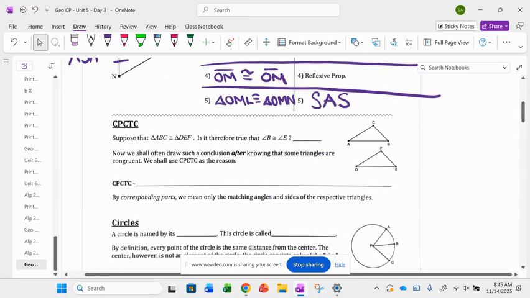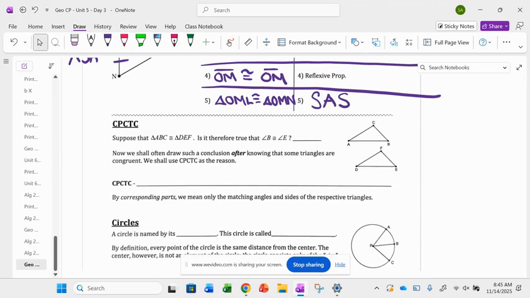Okay. So now what we're going to do is in proofs, we're going to go past proving triangles congruent. Once we're able to have two triangles congruent, what does it mean about those triangles? If I say two triangles are congruent, what does it mean? Those triangles are what? The same. Their side lengths that correspond are the same length. Their angles that correspond are the same measurement. Everything about them is the same.